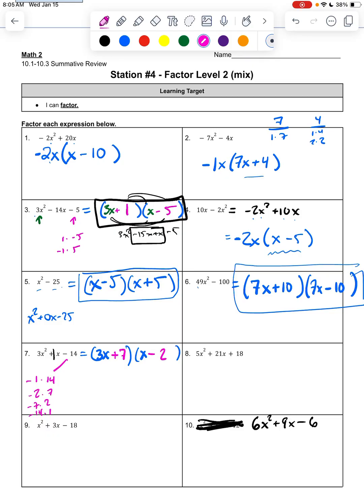Typically, when we have the middle term become the opposite sign, we change the signs of those two, we're in good shape. Let's multiply it out now and make sure. 3x times x is 3x squared. 3x times negative 2 is negative 6x. Plus 7x minus 14. Oh, good. That's positive 1x. This is the factored form that we're looking for.